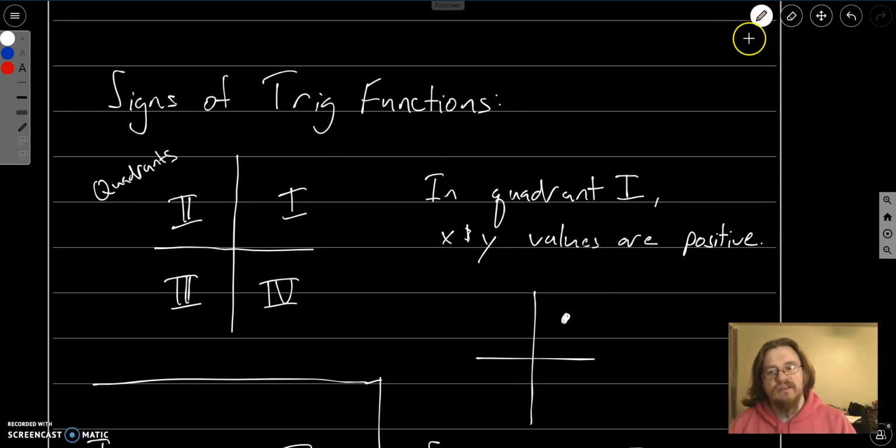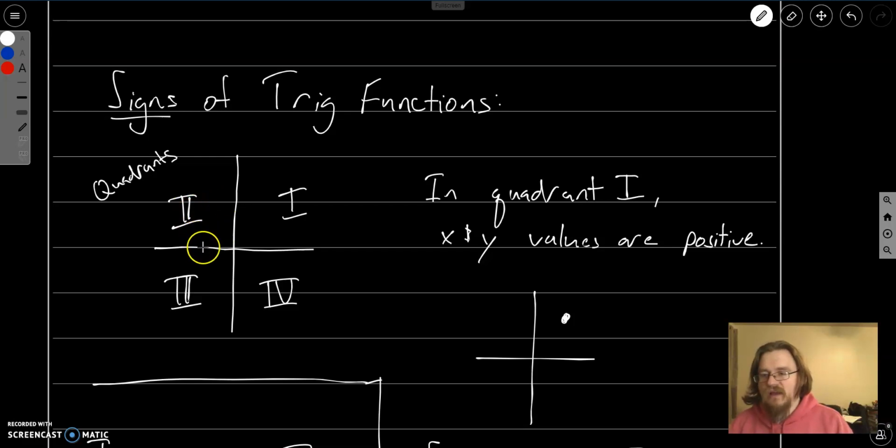In particular, I want to look at the signs of the trig functions. Note, sign here means either positive or negative. As we saw before, sometimes the trig functions can be positive, sometimes they can be negative. And I just want to quickly go over roughly when this happens.